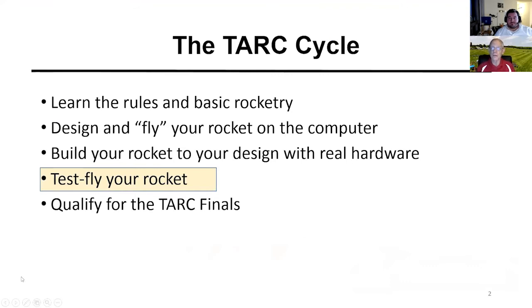So this is a normal cycle for TARC. First, you learn the rules, you learn how to build a basic rocket, if you haven't done that before. Then you design and fly your rocket on the computer with the flight simulation software and the design software, OpenRocket or RockSim. Then you build that rocket to your design with real stuff, wood, body tubes, plastic, real stuff you got to put together. You got to learn how to put things together straight. Then you test fly it. And at the end of test flying, you qualify for the TARC finals, and you come to the TARC finals and win. That's the cycle. We're going to talk about step 4 on the cycle tonight, which leads to a success in step 5.